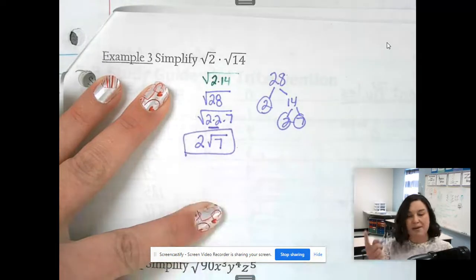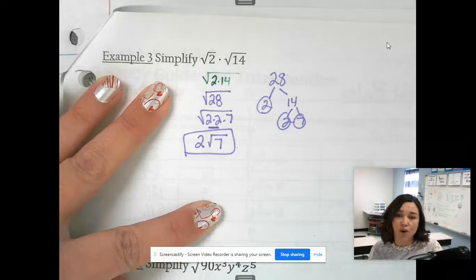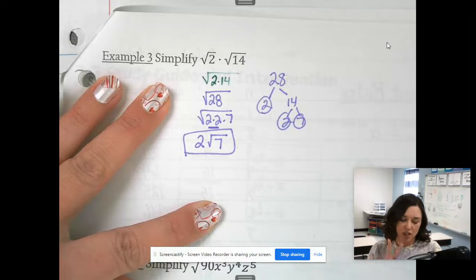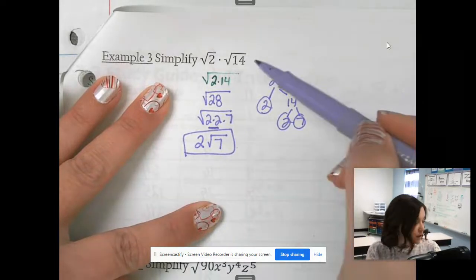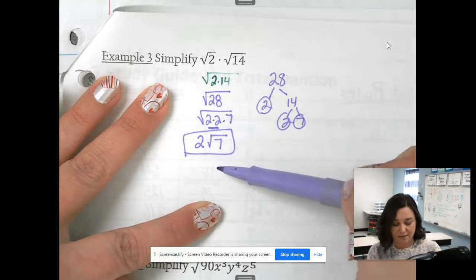Please remember when that pair of 2's goes out front, we only write it one time because 2 times 2 is 4, and the square root of 4 is 2. That is why this works, because if we take the square root of 2 times 2, it is just 2. So if they're broken apart separately, you can put them together and then simplify it down.